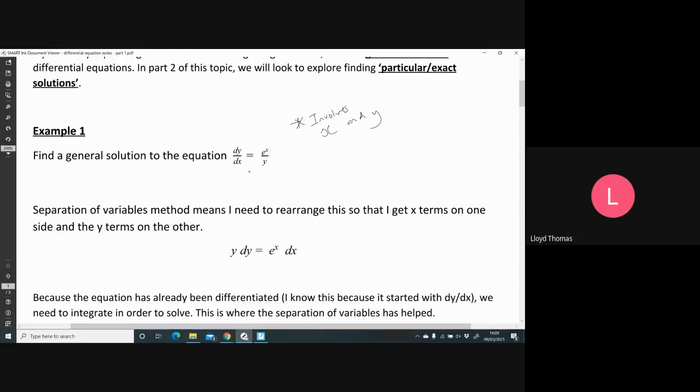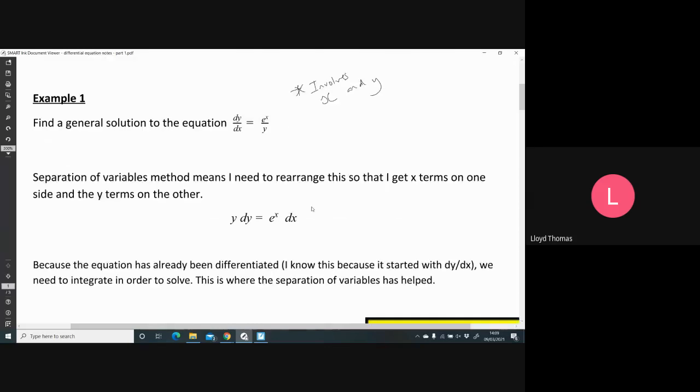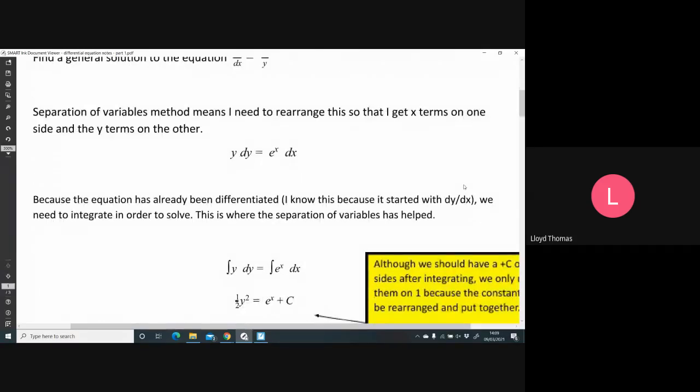Now, if we rearrange that, we multiply by that y up there, and we bring the dx up to the top on the other side, and you end up with this here, y dy, because we're going to multiply by that y up there, and e to the x dx, because we're going to bring that dx there. Okay, so now what we want to do is get rid of the dy and the dx, so it's just a general solution involving y and x. Now, to do that, we integrate both sides. You can't just integrate one side, you have to integrate the whole thing.